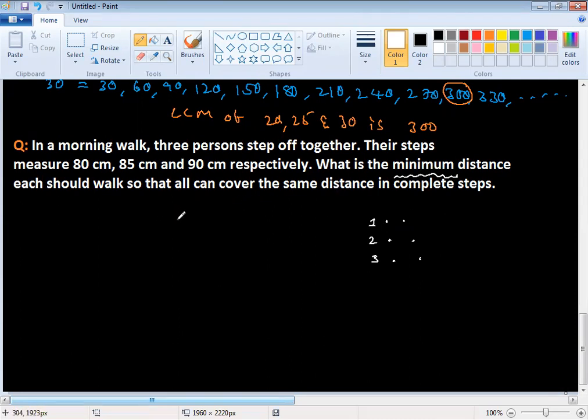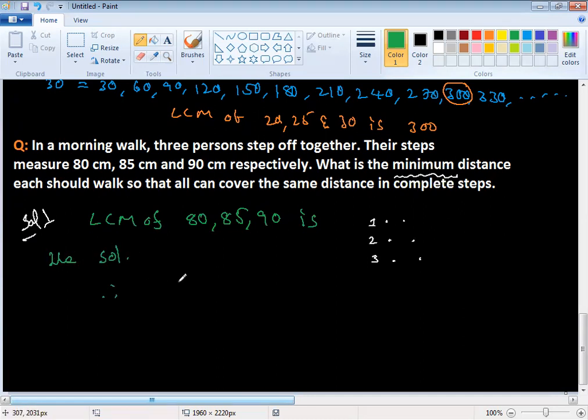Means he is asking where they will meet again in the minimum time. So when they ask for the minimum, you have to find the LCM, remember. Very simple: if you find the LCM, you will get the solution. The LCM of 80 centimeters, 85 centimeters, 90 centimeters is the solution. You can solve it with your own method out of the three methods: 80, 85, 90.